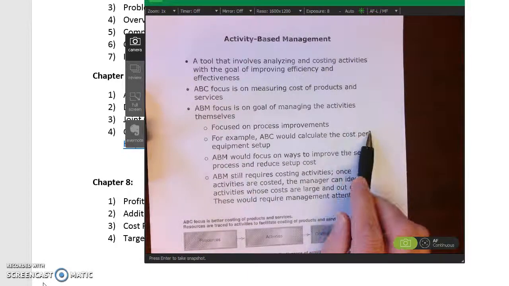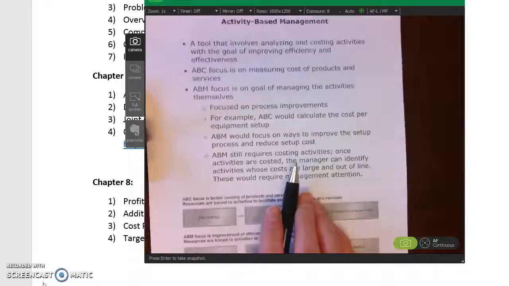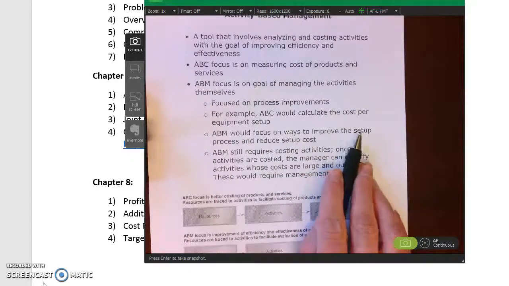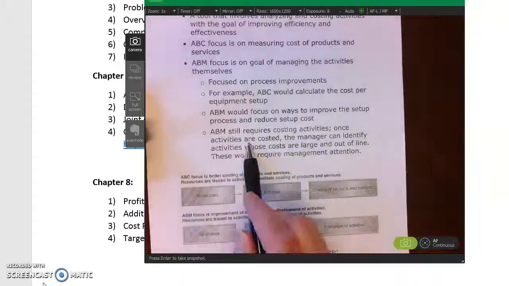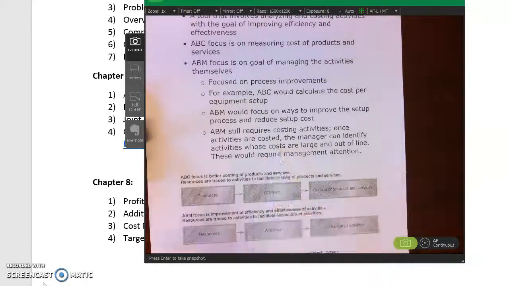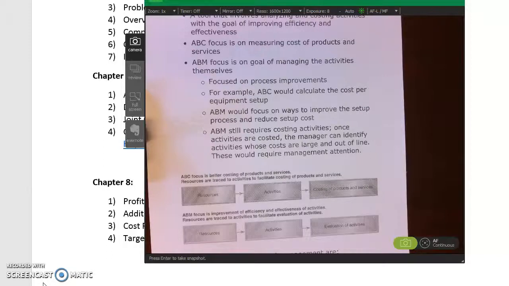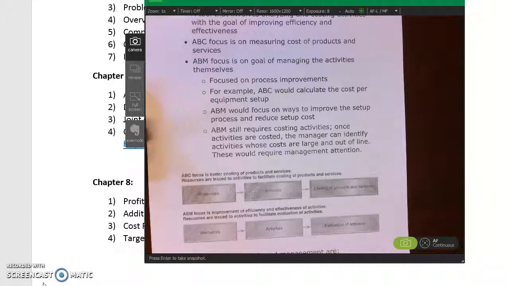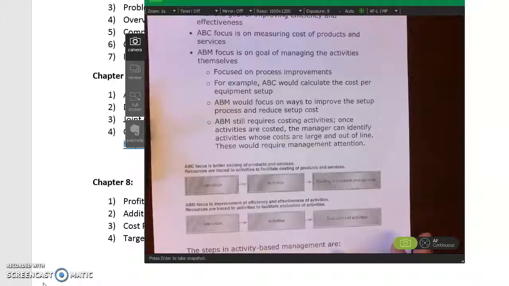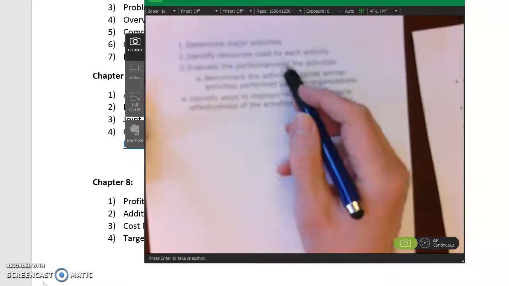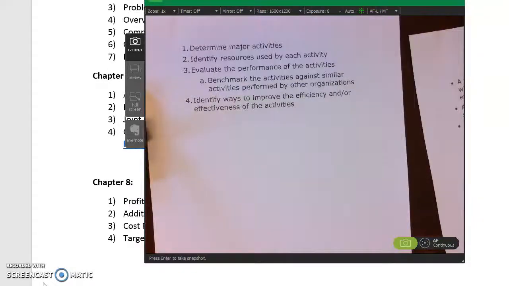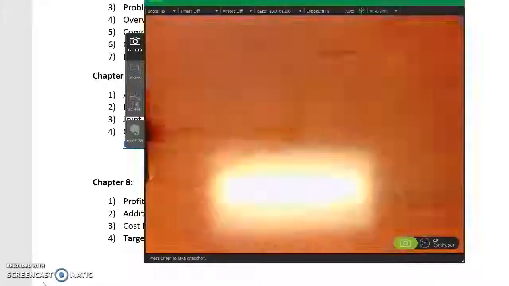So, for example, ABC would allocate the cost per equipment setup. ABM would focus on ways to reduce that setup cost. Okay, ABM still requires the costing of activities, and once those activities are costed, the manager can identify where the costs are too big. And of course, this would involve some benchmarking to figure out where they're too big. Okay? So the major steps in activity-based management: determine the major activities, identify the resources, and then identify some benchmarks against other organizations, and then figure out ways to reduce the cost. Okay? That concludes Chapter 6 notes.